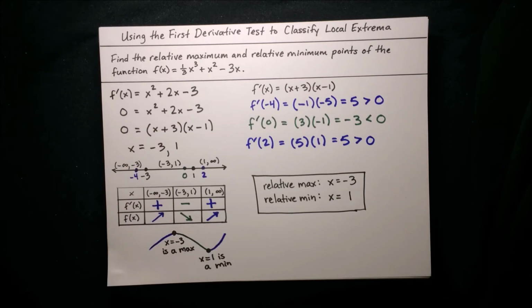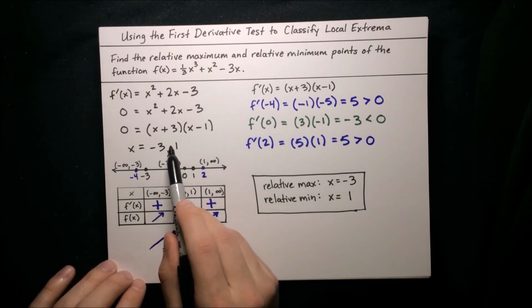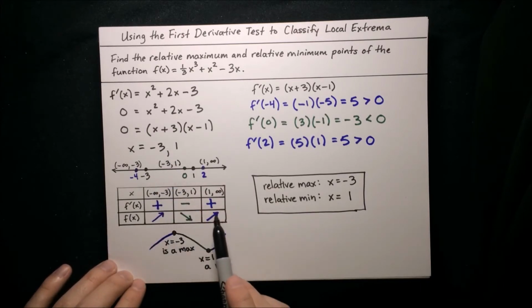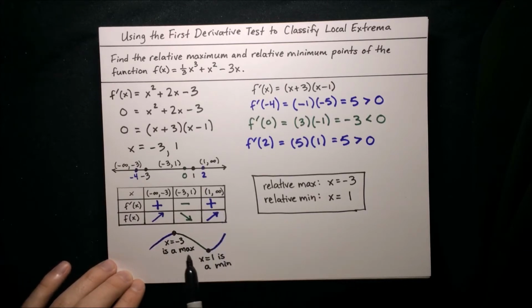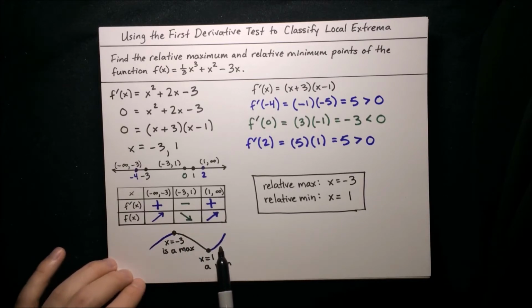Now, this procedure that we just did is called the first derivative test. We first figure out the critical points of the function, and then we figure out where the function is increasing or decreasing, and then we infer whether each critical point is a max or a min. If the derivative switches from positive to negative, then it's a maximum, whereas if the derivative switches from negative to positive, it's a minimum. And you can always draw a little sketch of the function to visualize what's going on.